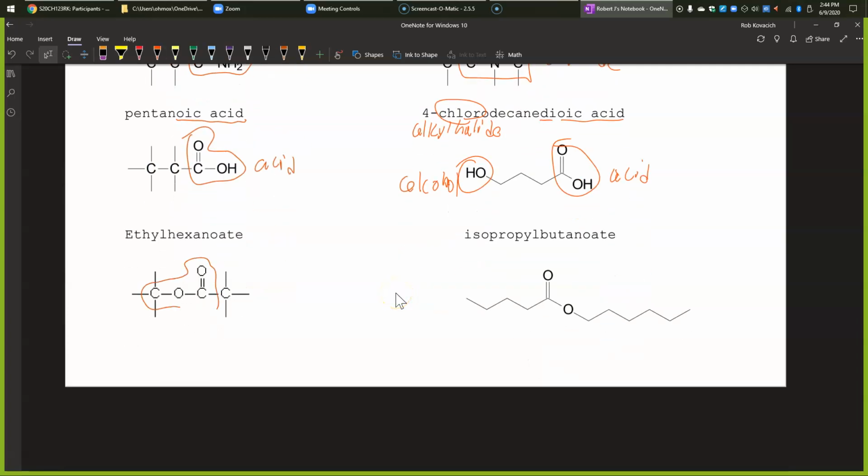This ester. And this one, ester. Oh, looks like I skipped some. Butanoate, ester, ester.